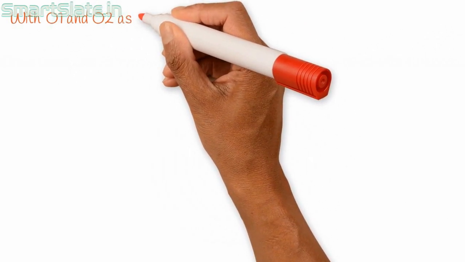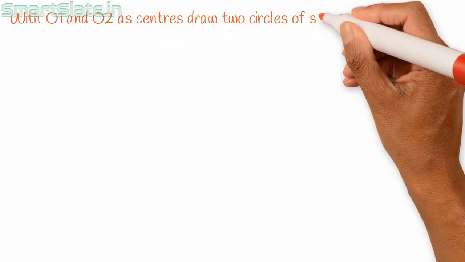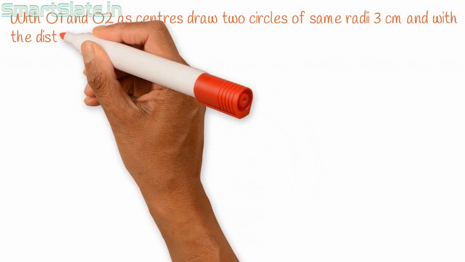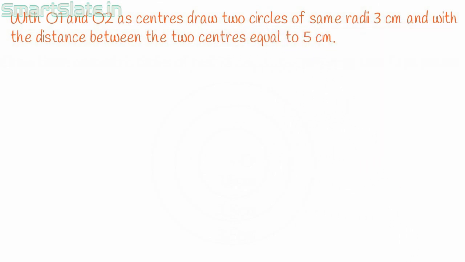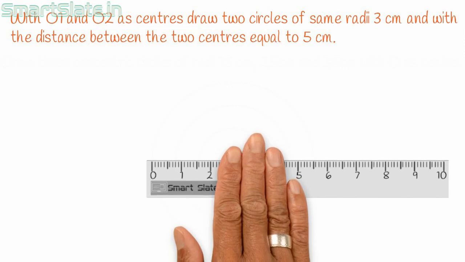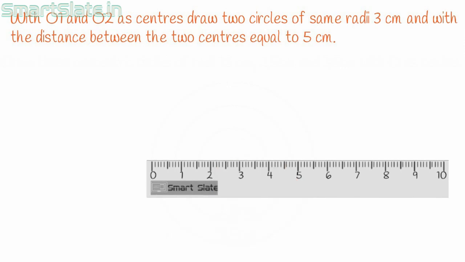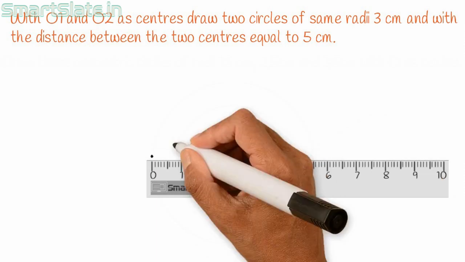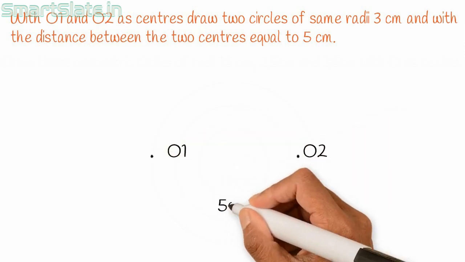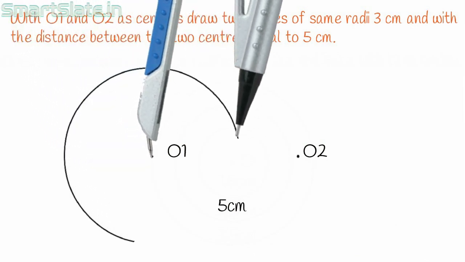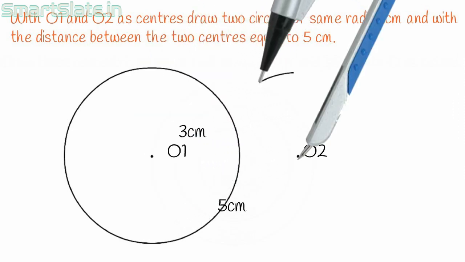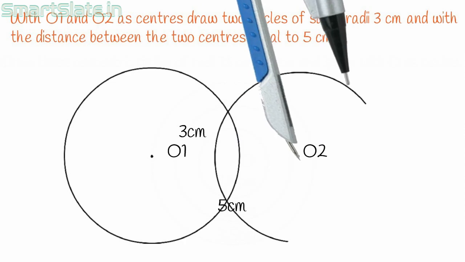With O1 and O2 as centers, draw two circles of same radii 3 cm and with the distance between the two centers equal to 5 cm. Problem states distance between centers of two circles is 5 cm. So, mark 2 points O1 and O2 at distance 5 cm. Now, draw circle of radius 3 cm keeping O1 as center and draw another circle of radius 3 cm keeping O2 as center. Let's solve another problem.